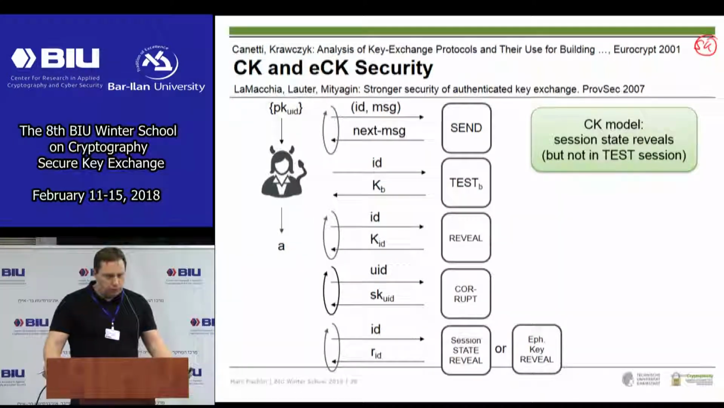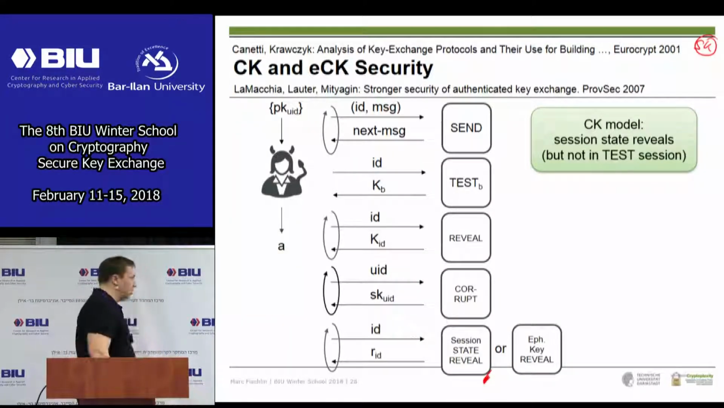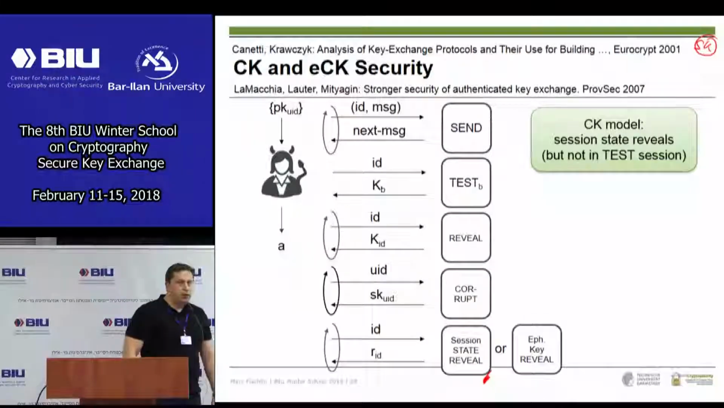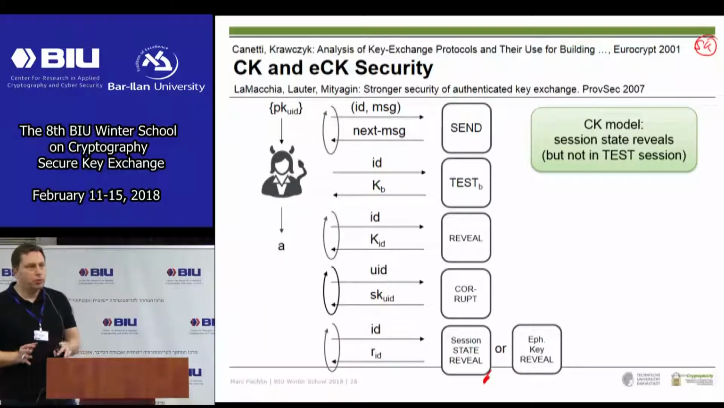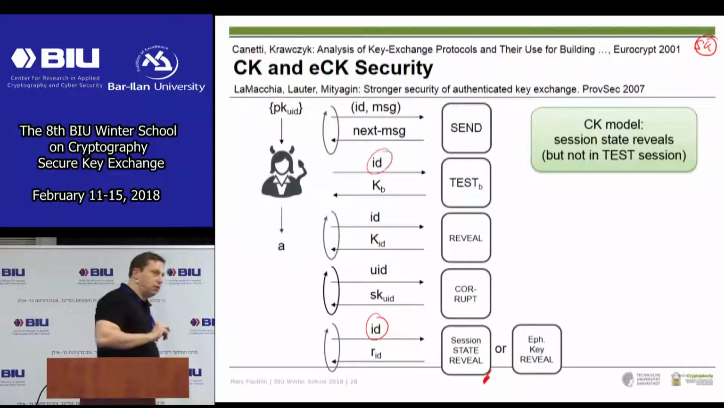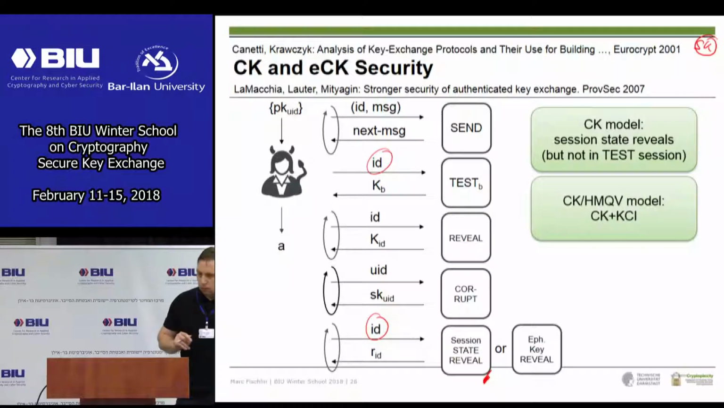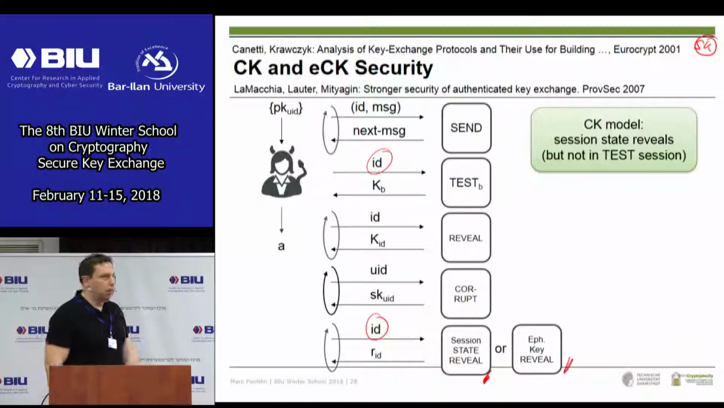So the question is, can we do something about this, or do we have models that capture these cases? There are two more or less distinctions, two cases to distinguish. One is I get the ephemeral key. Of course, this requires defining what an ephemeral key is. Typically, you would think like in TLS, it's g to the x. Or you get the complete state, like including the randomness.